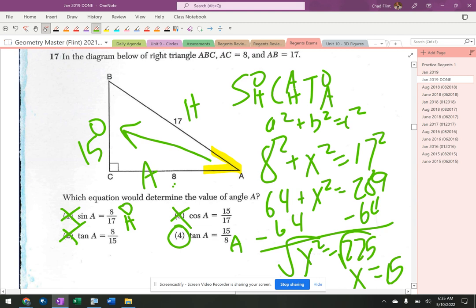This is 15. So then that is tangent equals opposite over adjacent, 15 over 8. Really with that one, it wasn't necessary to do the Pythagorean theorem, but if I'm trying to make sure that I'm correct, I would strongly suggest doing the Pythagorean theorem.